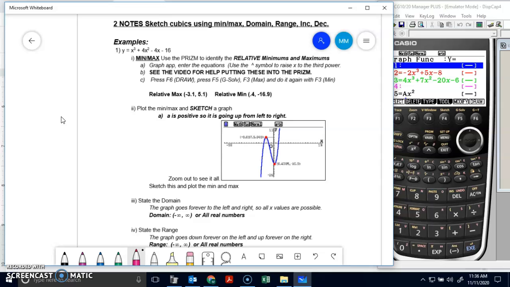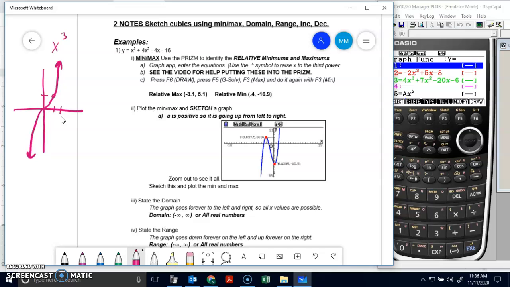X to the third is a parent function, which we don't need to know much about yet. We'll talk more about that next week. Instead of going up like a parabola on both sides, it goes down on one side. So 1 to the third is 1, giving 1 comma 1. 2 comma 8, because 2 to the third power is 8. We'll talk more about that next week.